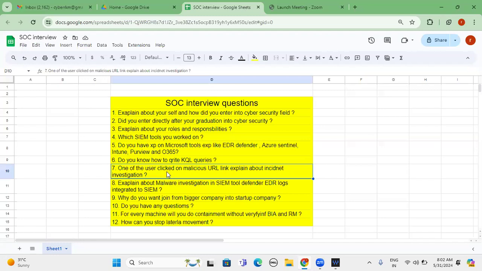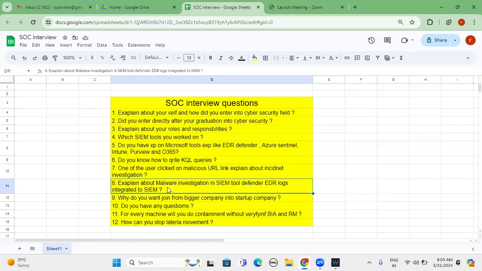So the next question is an investigation, practical scenario-based. One of the users clicked on a phishing email. In that scenario, how can you do the incident investigation? For this one, you have to explain the log source, and the false positive scenario and the true positive scenario, both.